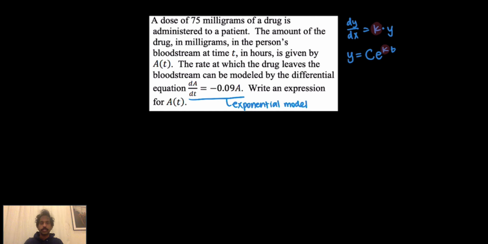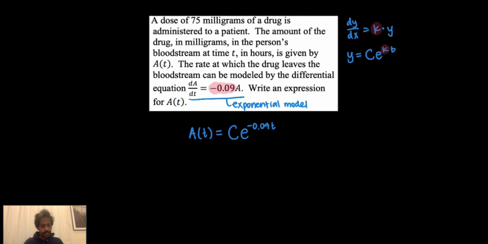So in this question, what's our k? Well, we know that our k is negative 0.09. So we can write out the function. So A of t, that's our y, is equal to c. Well, we don't know what c is yet. Actually, I haven't named it yet, but c times e to the power of negative 0.09t.